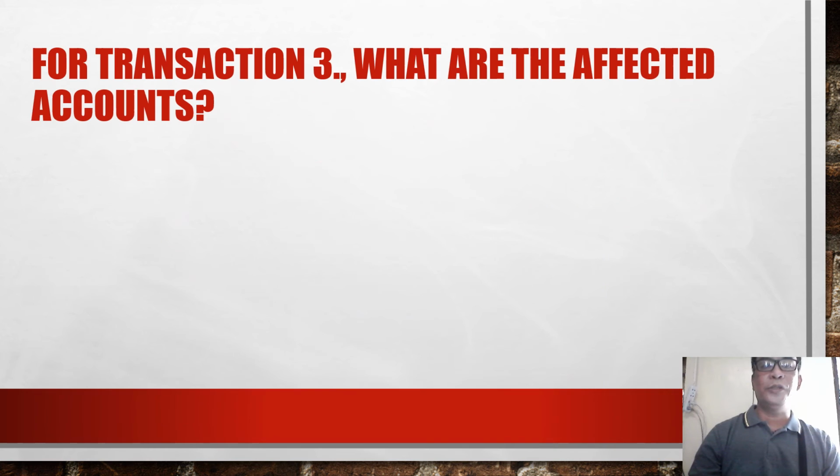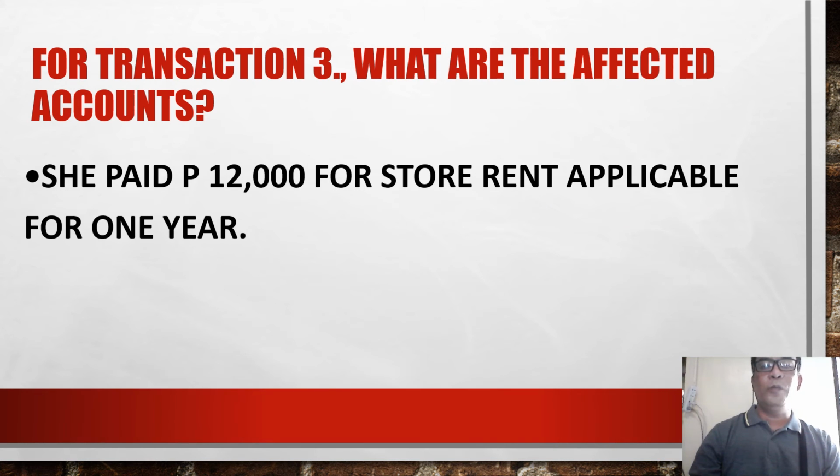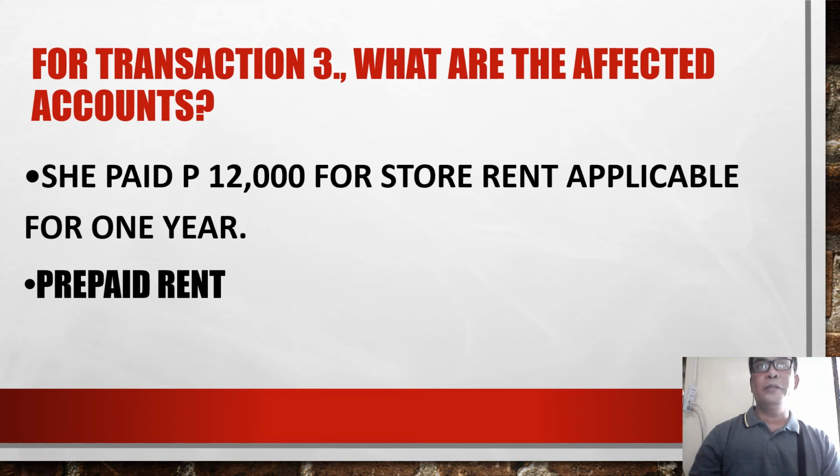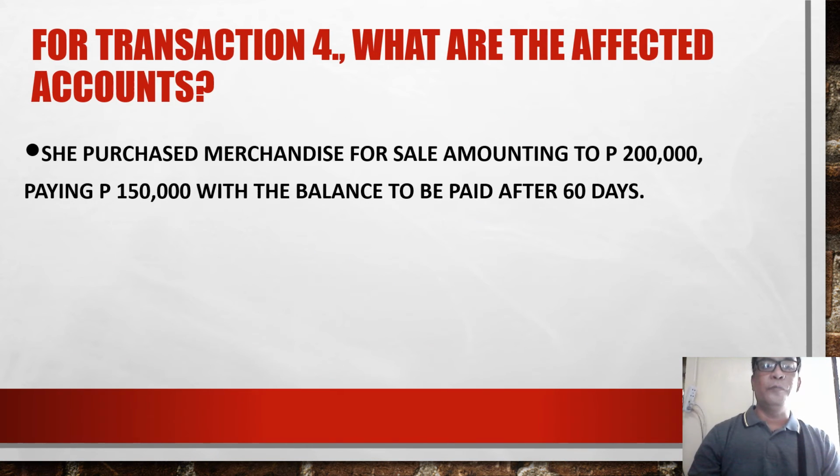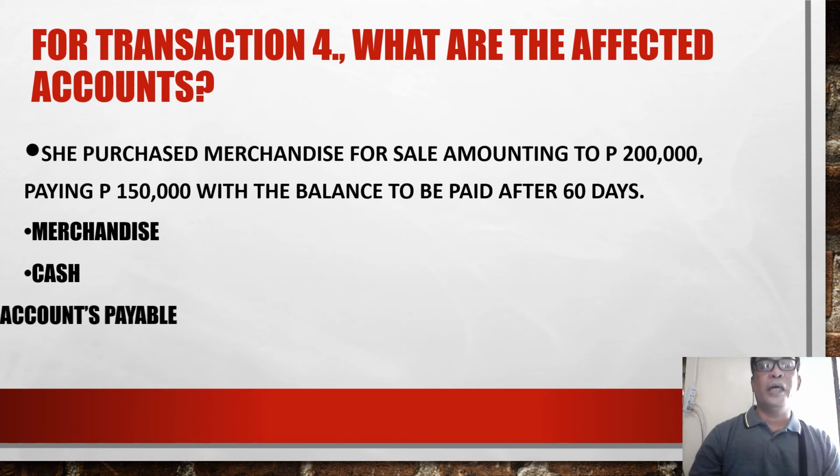Next, for transaction number 3, she paid 12,000 per store rent applicable for 1 year. So, meron siyang prepaid rent and cash. For transaction number 4, she purchased merchandise for sale amounting to 200,000, paying 150,000 with a balance to be paid after 6 days. So ano-ano ang mga affected accounts natin dito? Merchandise, cash, and accounts payable.